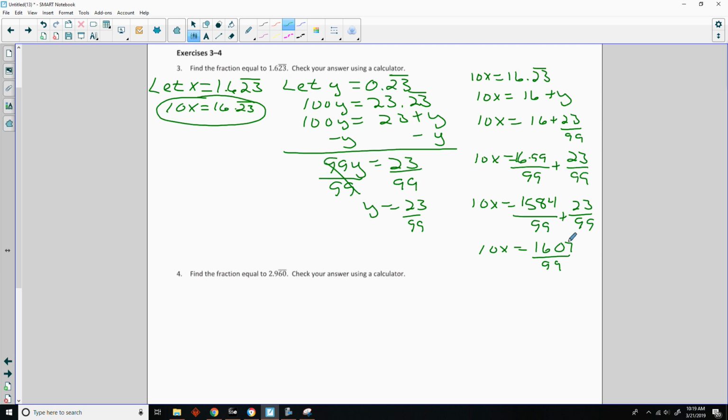Okay, so I'm going to divide both sides or multiply both sides by a tenth, depending on how you look at that. These cancel. I get x equals 1607 over 990. So that means 1.623 with the repeating decimal equals 1,607 over 990. And you can always check that with your calculator.